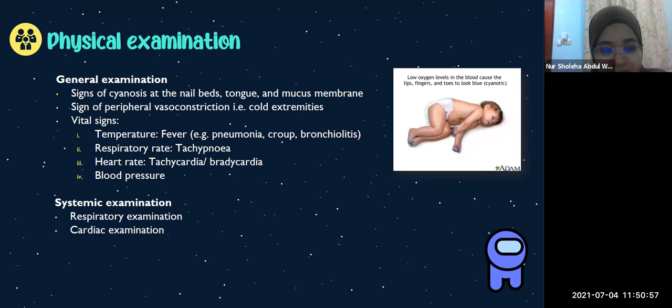And then for the heart rate, the patient can have either tachycardia or bradycardia. Tachycardia is more common in cyanosis, but if the patient has bradycardia, it may indicate cardiopulmonary collapse. And then we also need to measure the blood pressure. Okay, and then after general examination, we need to proceed with systemic examination. Since the common causes of cyanosis are respiratory disease and cardiac disease, these two systems are our concern. So we need to proceed with respiratory examination and cardiac examination.